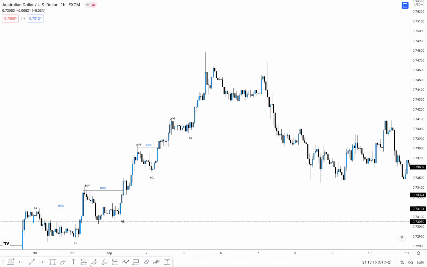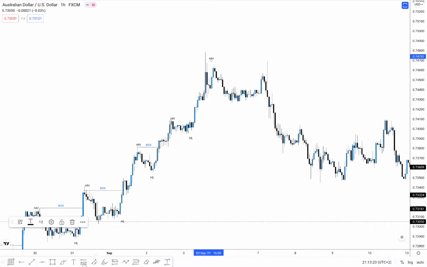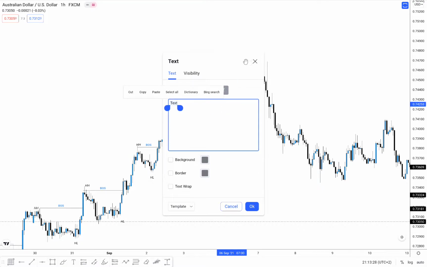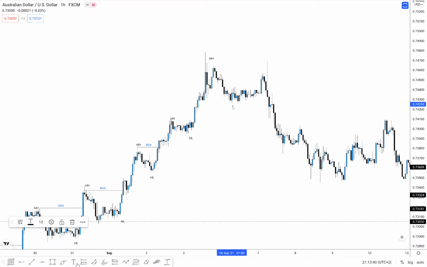Higher low, high, higher low, right? Nope, actually it's not a higher low anymore because it did not break structure to the left. We didn't see the break of structure to the left. So this now becomes a low, and then this becomes a high.